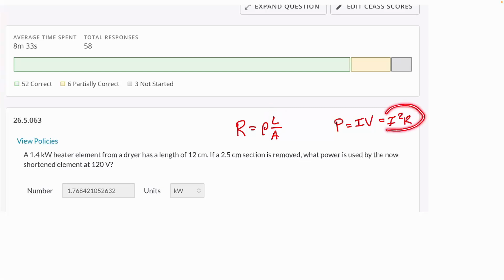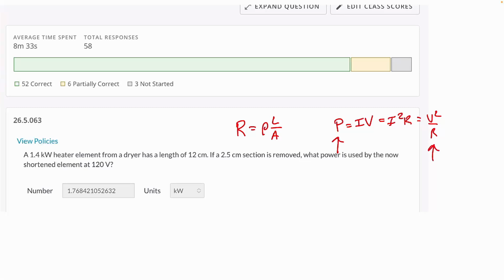So maybe I'd use that. I guess since they give me the voltage, I'll use V squared over R, right? So I would find the resistance, since I know the power. I'm not going to do this whole problem.